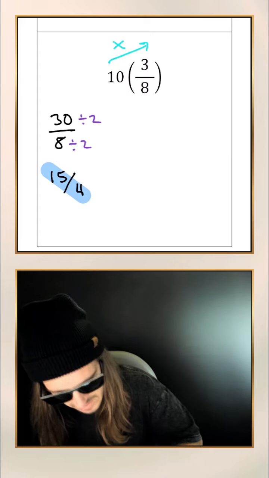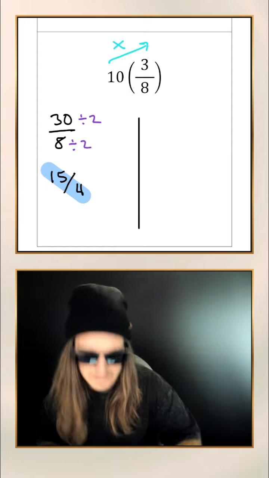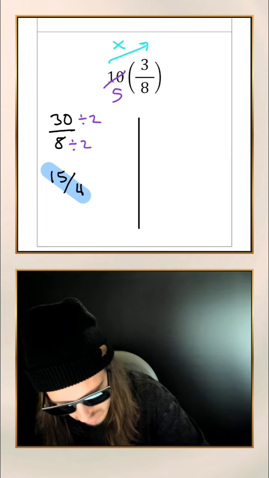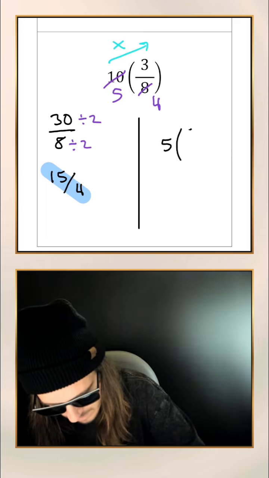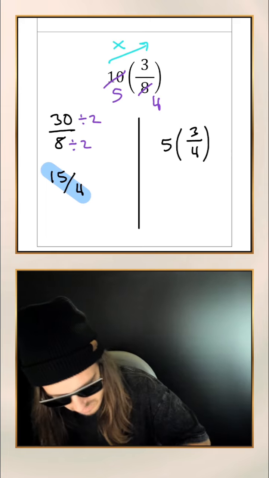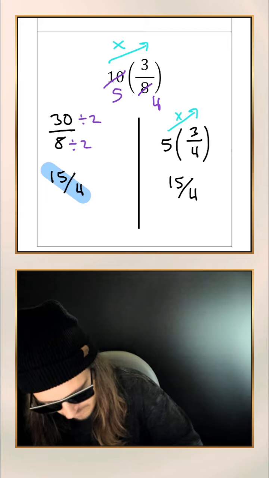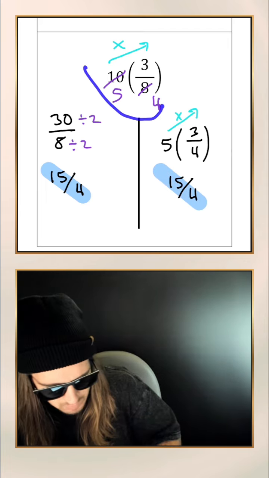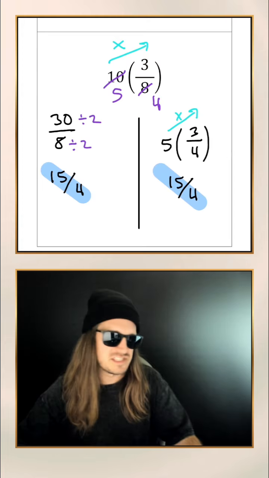However, this one's not as obvious, but it can be done a different way. Numbers don't have to be right on top of each other to be reducible. 10 is divisible by 2, so is 8. Then this problem becomes 5 times 3/4, multiply, and you get the same answer of 15/4. So, we would call this more of a cross cancellation than a reduction, but it's pretty much the same thing.